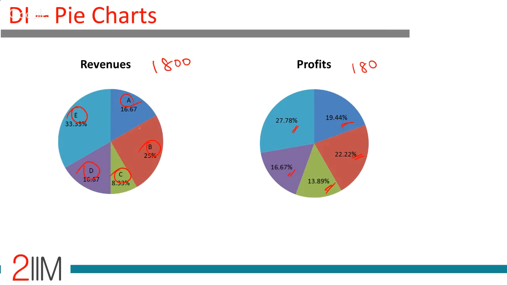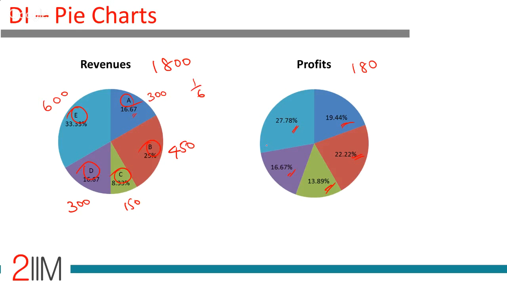Okay, so 16.67. 16.67 is 1/6. So looking at 1/6 of 1800, this is 300. 25% is 1/4, so this is 450. 8.33%, half of 1/6, so this is 150. This is again 1/6, so 300 crores. This is the remaining 1/3 of this, so this is 600 crores. So we've got the revenues of each company, fairly simple.